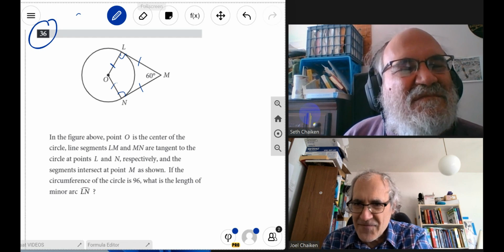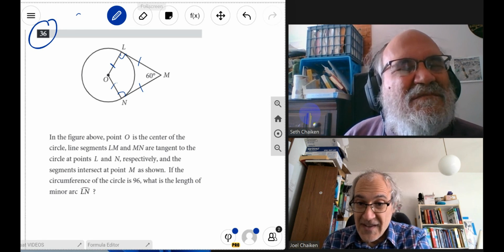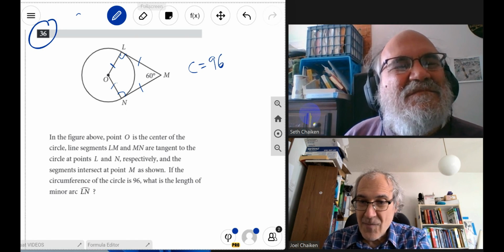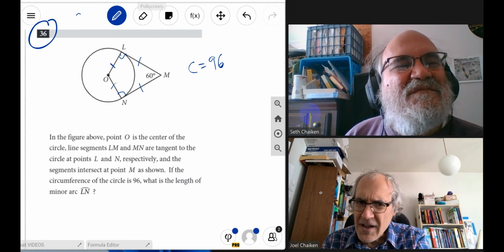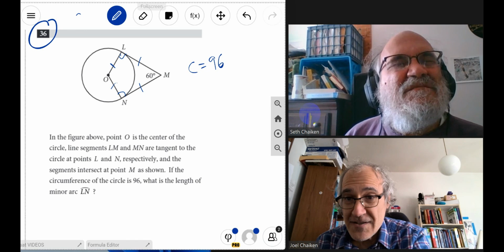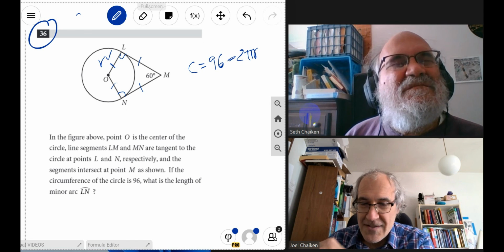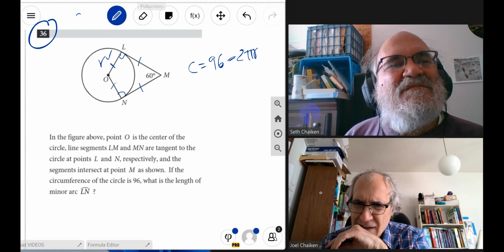Okay, fine. If the circumference of the circle is 96, what is the length of minor arc LN? Well, the circumference gives us the radius. So we know the radius, because we have the circumference. Now, what is the length of minor arc LN?